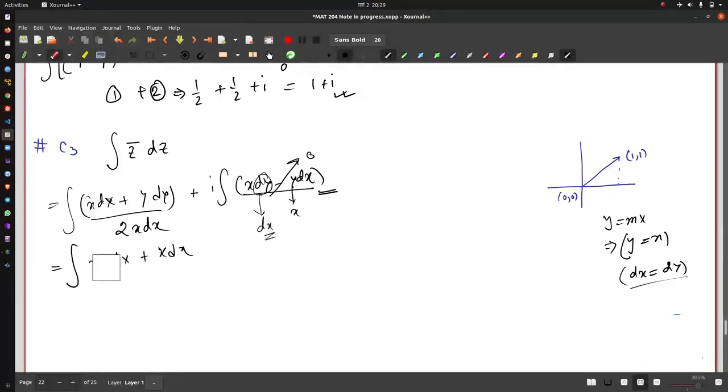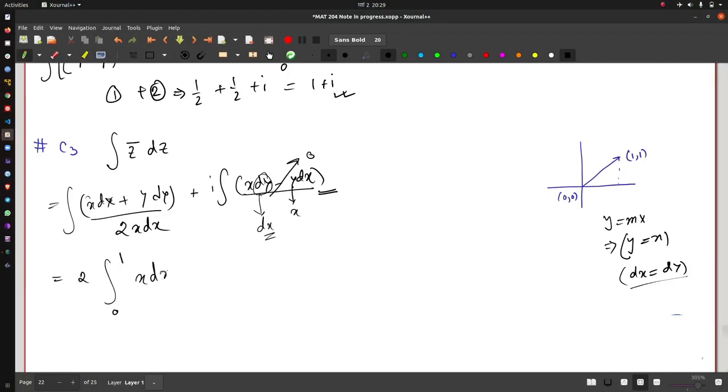So what you have is, you are integrating over x, you have a 2, going from 0 to 1, and you have this x dx over here, 2 times x squared by 2, that is just 1/2. That is if you do this integration, and you are getting a value of 1.